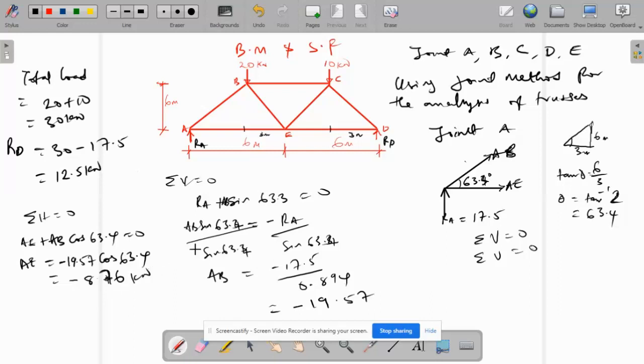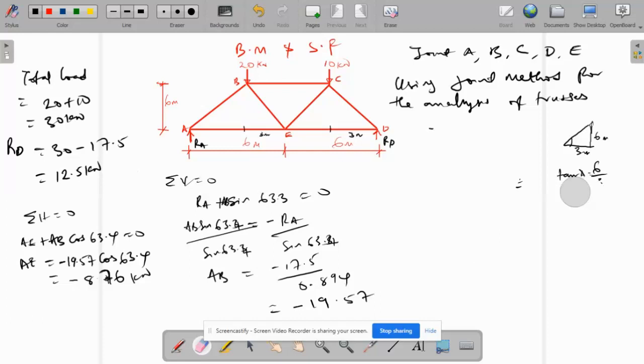So the next thing we will need to do is to consider the second joint, which is joint B. Because we'll start with the simplest, which is joint A, move to joint B. Once we get joint B, we will start with joint D again, find this and then find this, before we finally get joint A. So the next thing we need to consider at joint B, let's clear our working space.